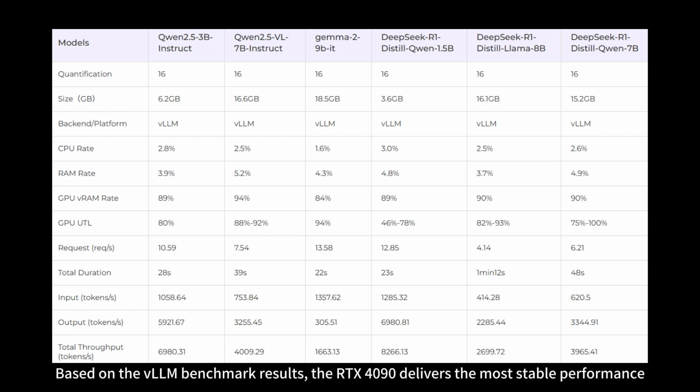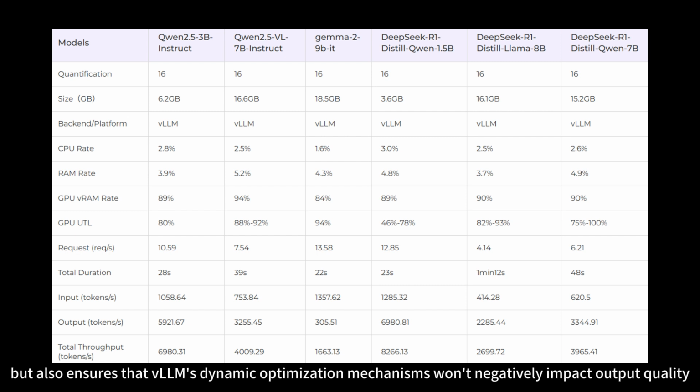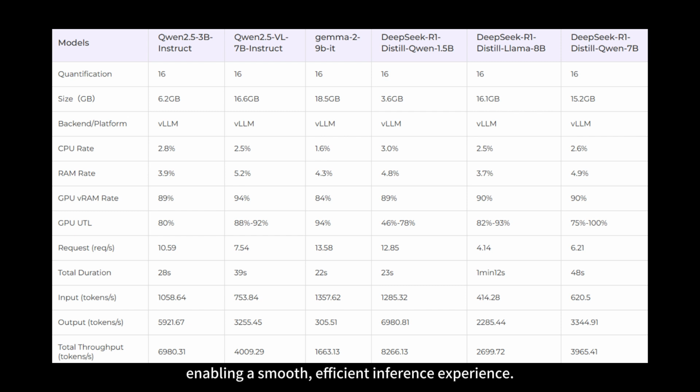Based on the vLLM benchmark results, the RTX 4090 delivers the most stable performance when running large language models with fewer than 8 billion parameters. For developers looking to deploy LLMs, choosing models under the 8B threshold not only maximizes GPU efficiency, but also ensures that vLLM's dynamic optimization mechanisms won't negatively impact output quality, enabling a smooth, efficient inference experience.